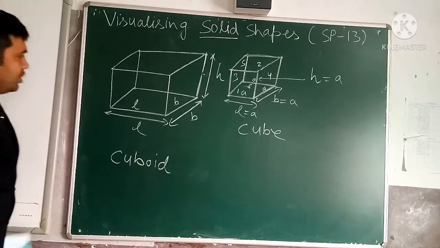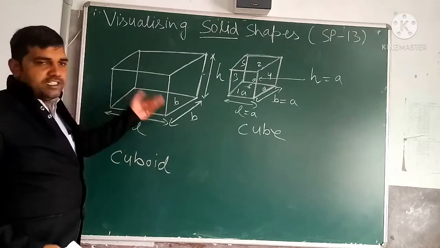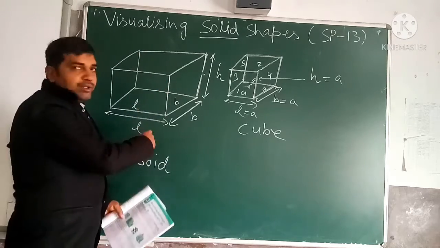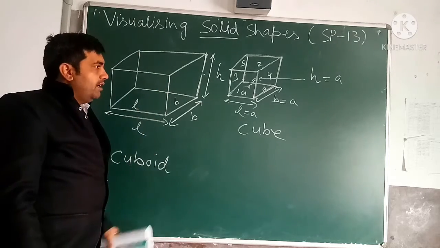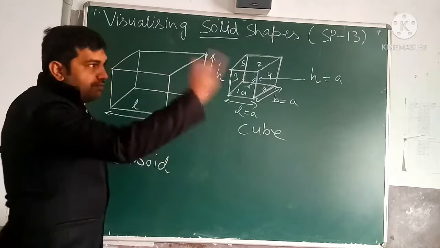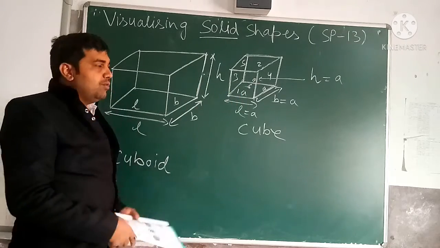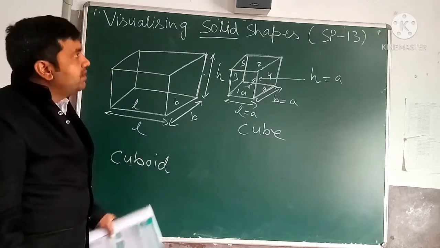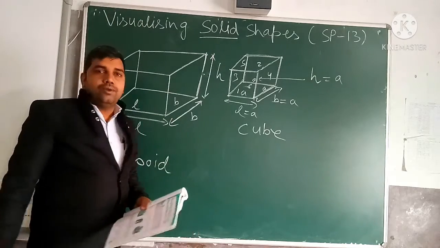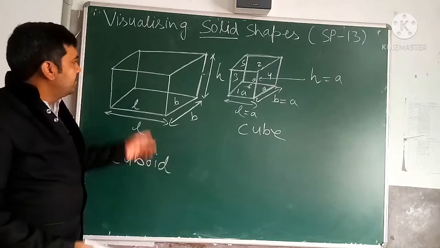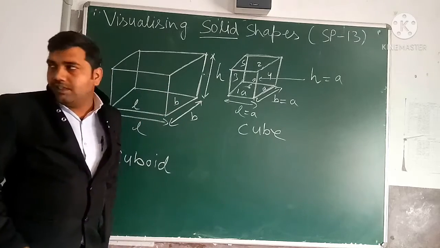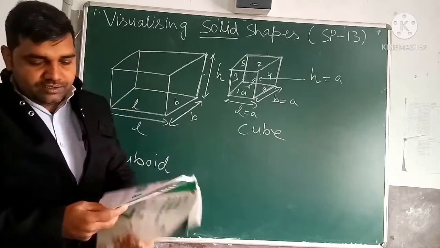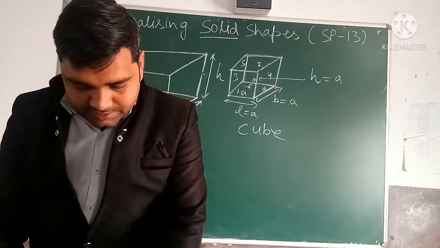Now this cuboid also contains 6 faces, and each face is a rectangle. In this room, this is one face, the wall opposite to this is the second face, the wall in front of me is the third, the wall at my back is the fourth, the fifth is the floor of this room, and the sixth is the ceiling of this room. So a cuboid contains 6 faces and each is a rectangle.